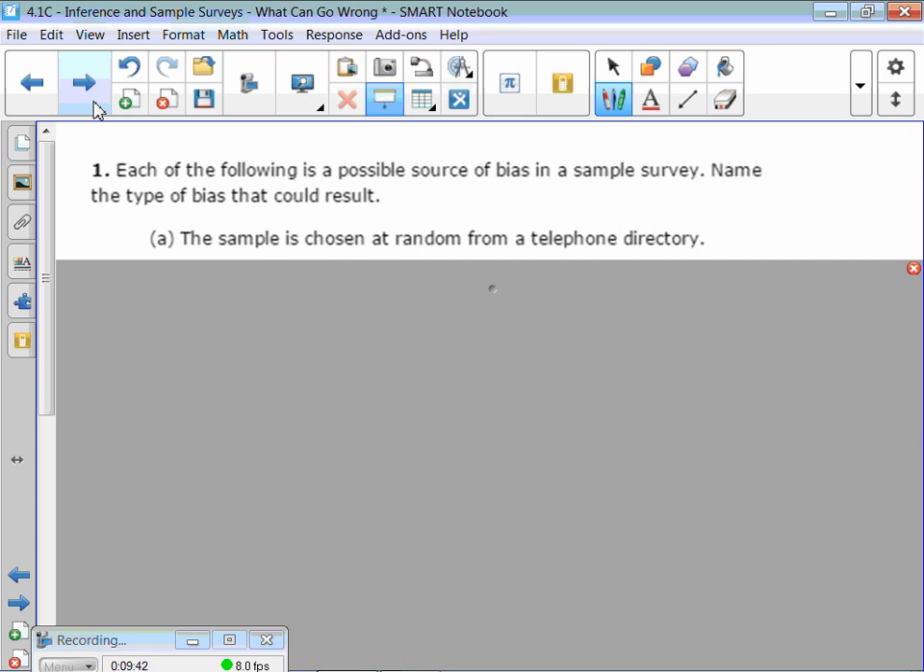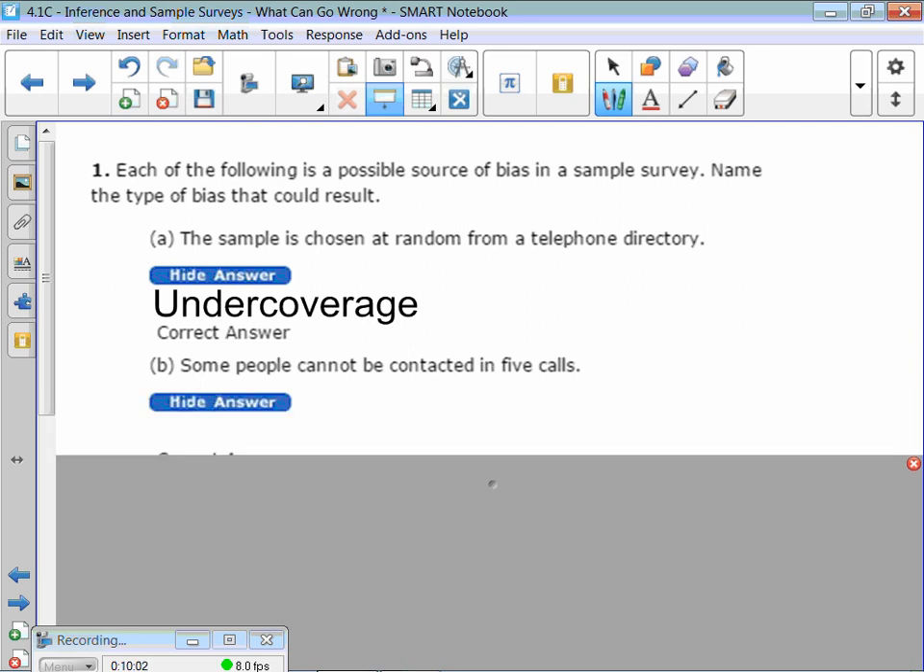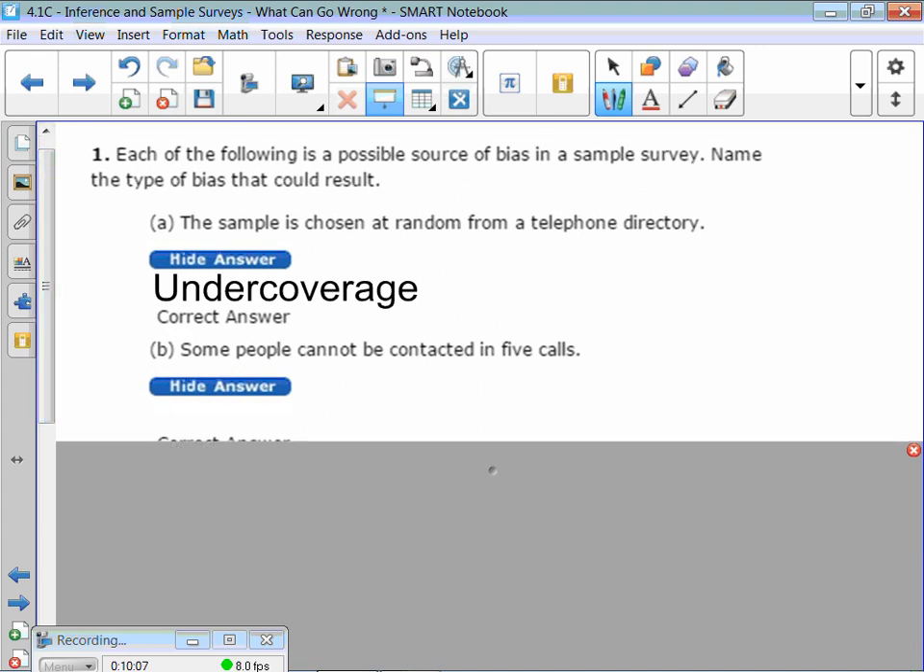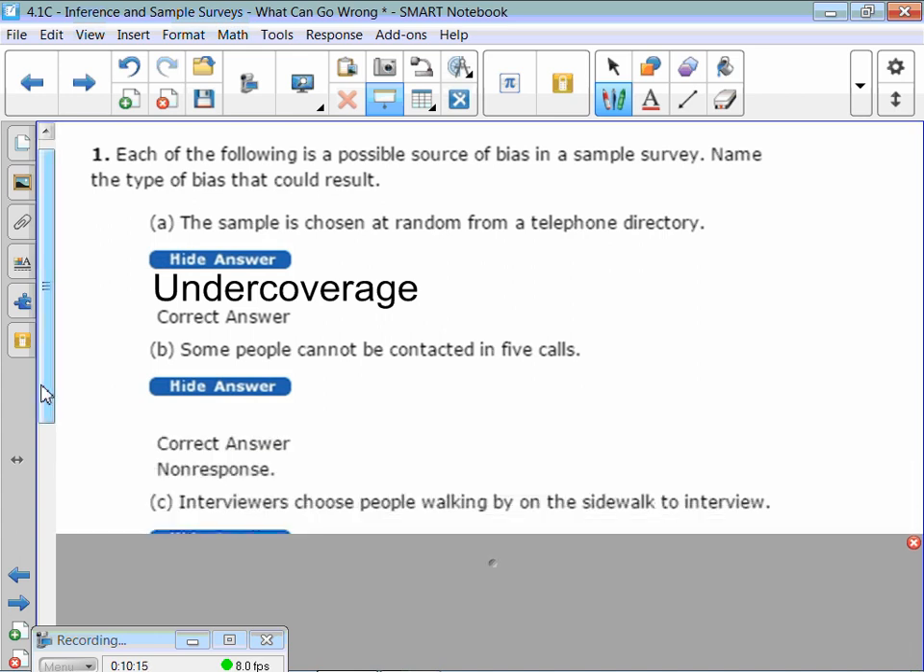Let's see if we can answer what kind of bias results from each of these. Each of the following is a possible source of bias in a sample survey. Name the type of bias that could result. The sample is chosen at random from a telephone directory. Undercoverage. You're going to leave out those lovely people. Some people cannot be contacted in 5 calls. Non-response. They're choosing not to answer. I just showed you the answer to that one.